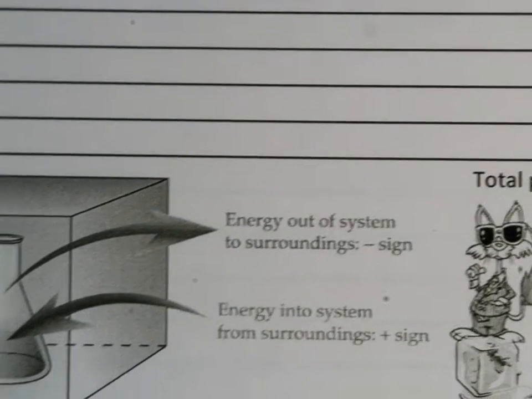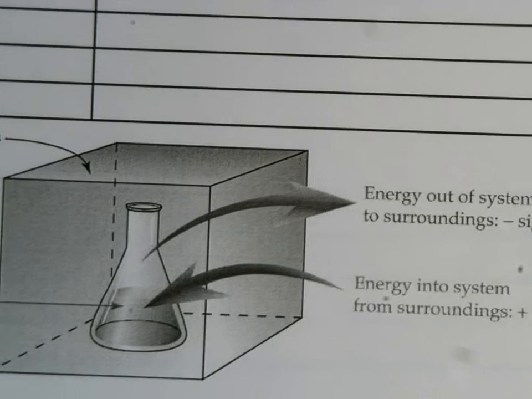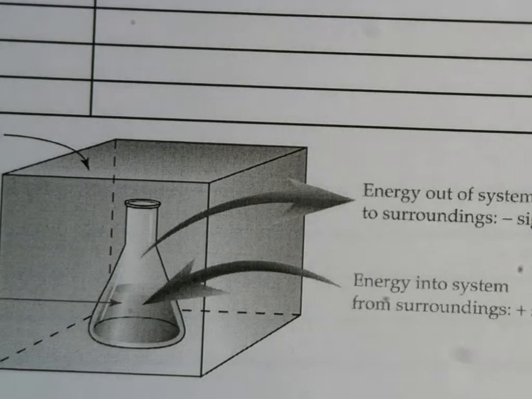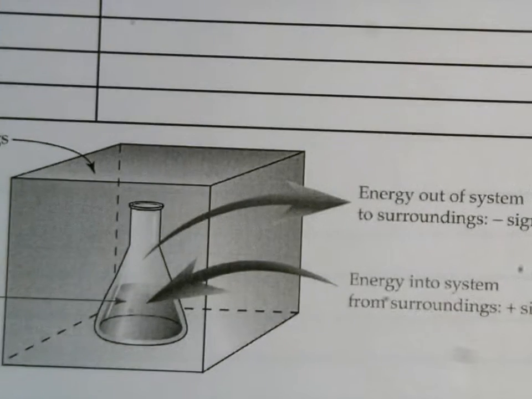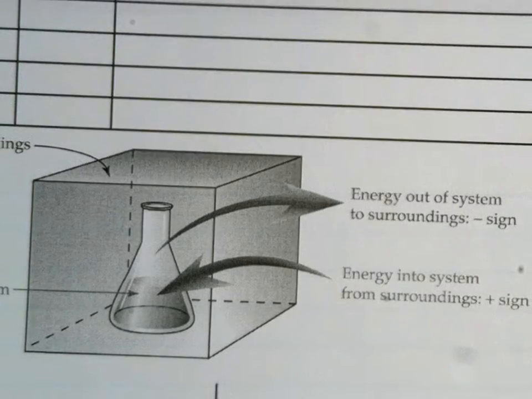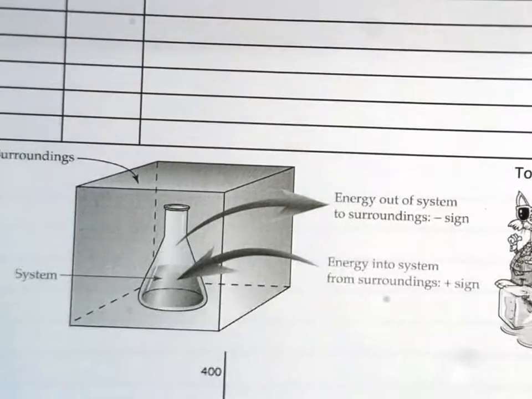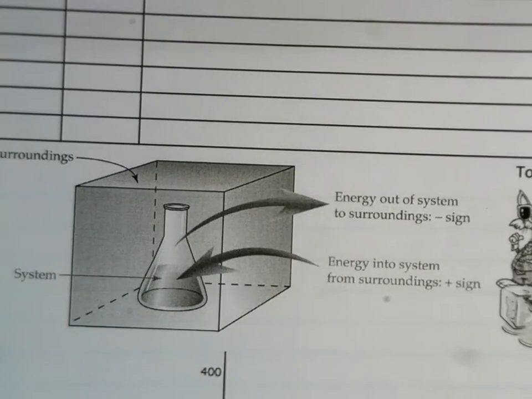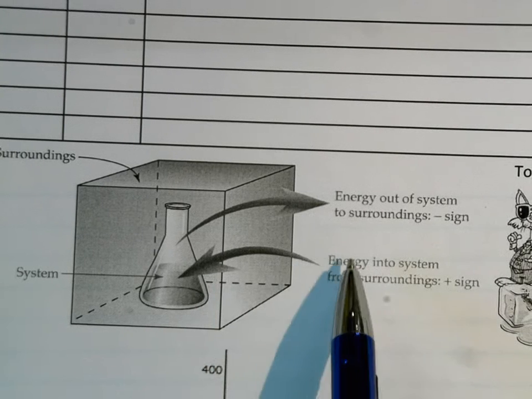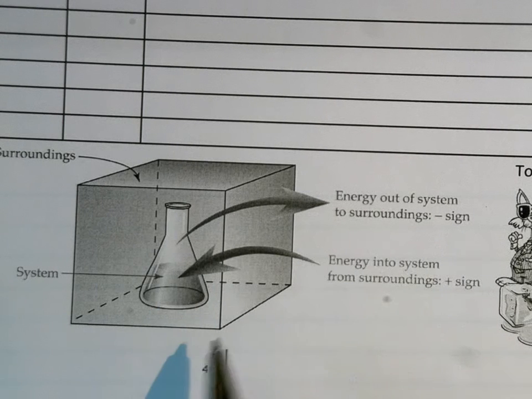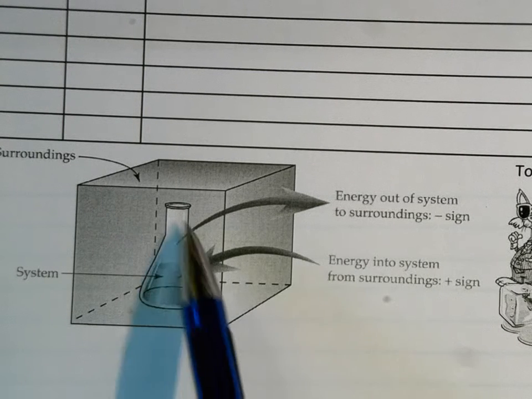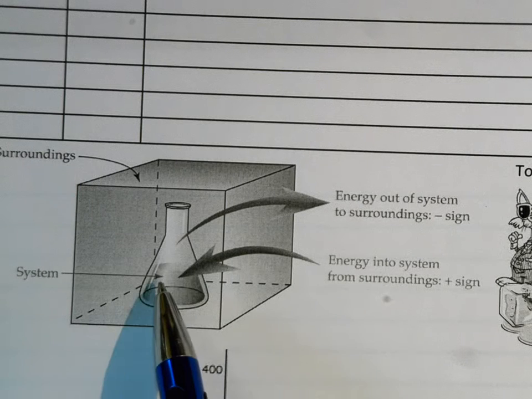I'm going to zoom out, actually I'll just scoot this over. Just as a reminder, when it comes to thermodynamics, we need to define what the system is and the rest of the universe, or the surroundings. Say that the system is this flask. Look at it, it's even labeled right there.